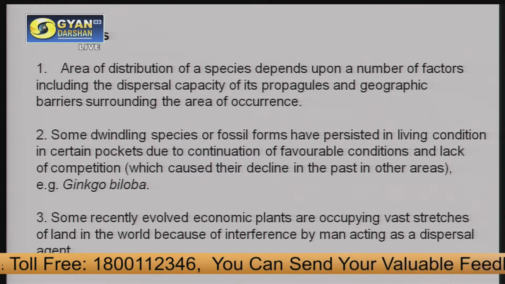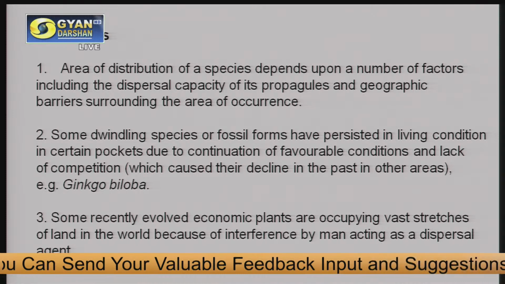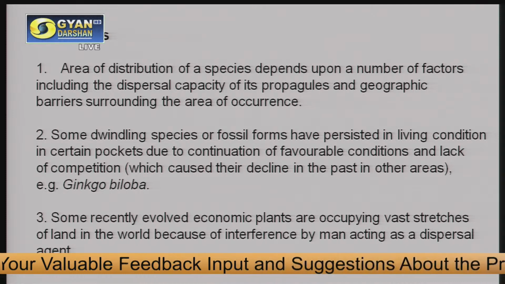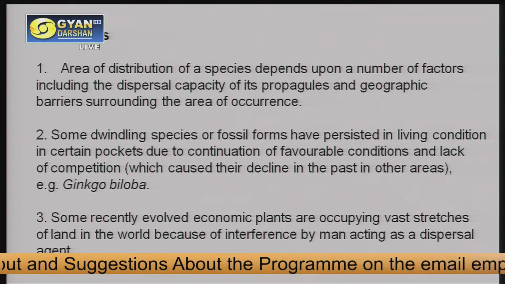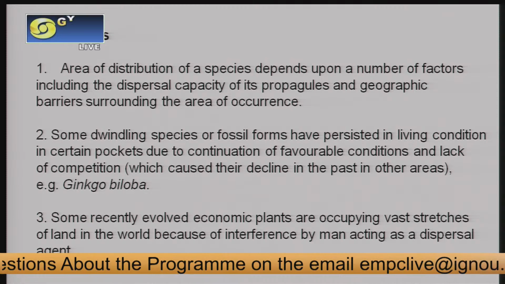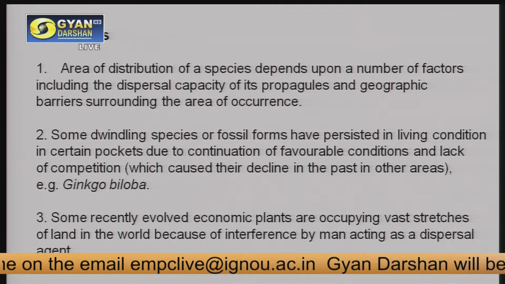Some recently evolved economic plants are occupying vast stretches of land in the world because of interference by man acting as a dispersal agent. This point is also very important because certain species are newly evolved, but they are very widely distributed across the globe.